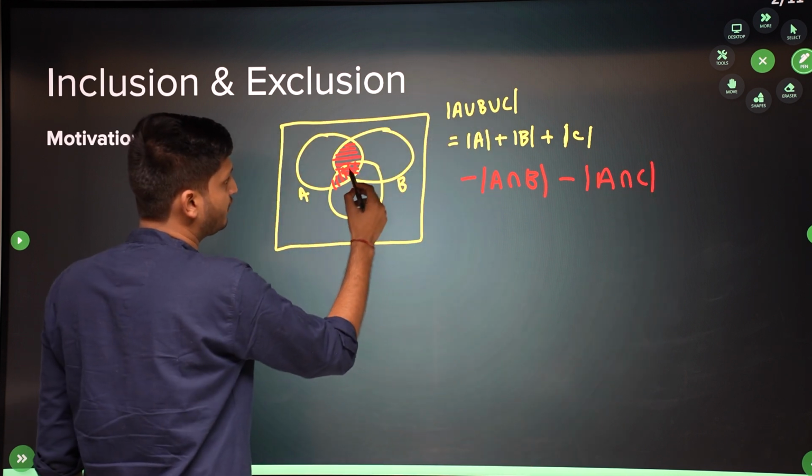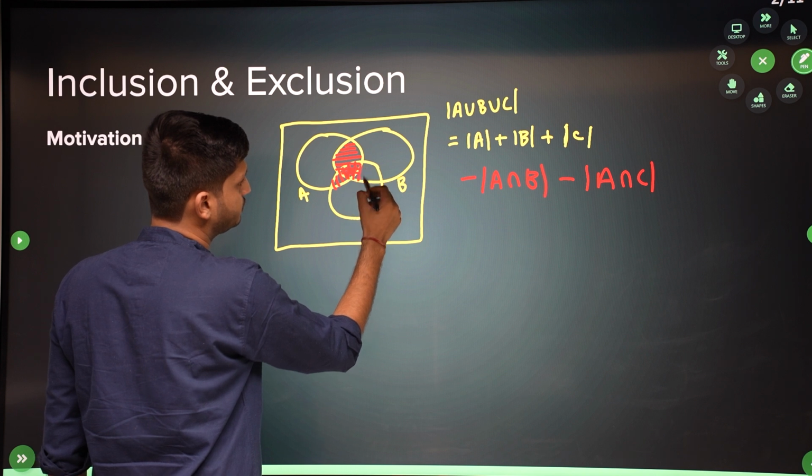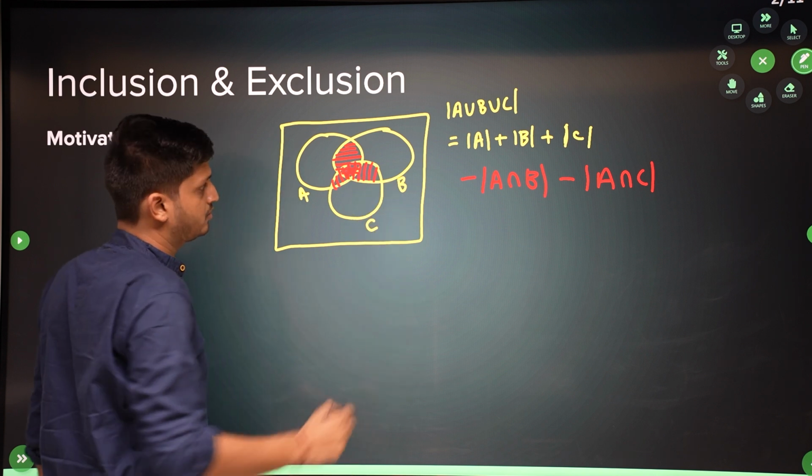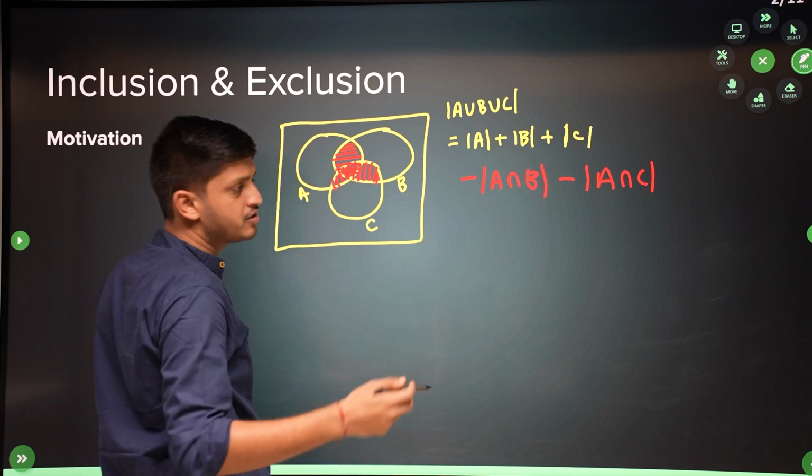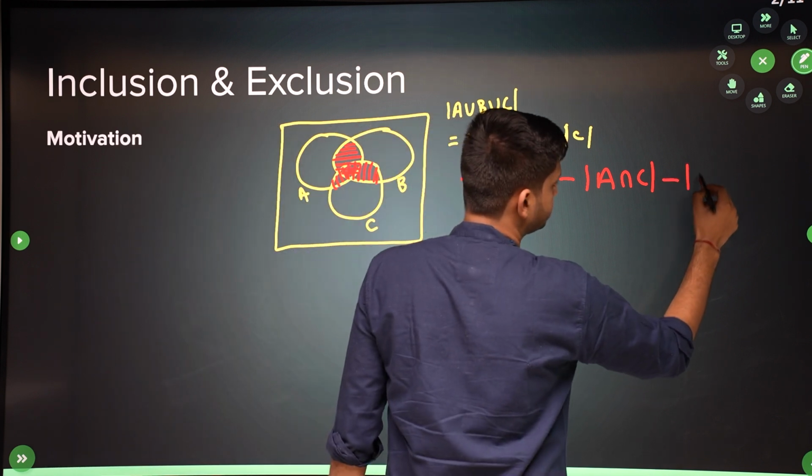And also the area which is in both B and C, that is also counted two times in B and C both. So we have to subtract that also once.